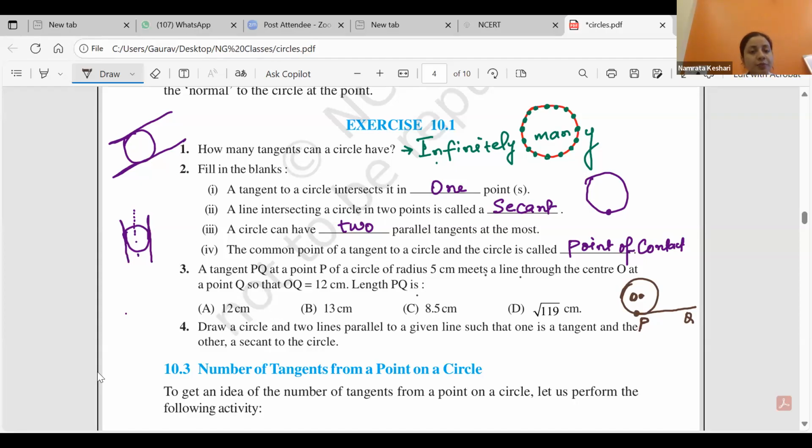Now it's giving the detailing about the circle, that the circle is having the radius 5 centimeter, but 'meets' is used for the tangent. Meets a line, that means the tangent meets a line through the center O, at a point Q. That means O and Q are meeting with each other. Are you getting it?